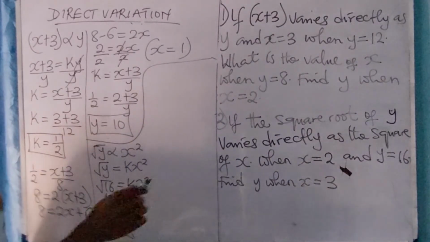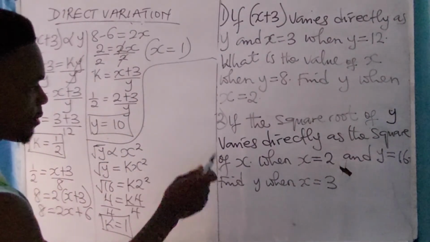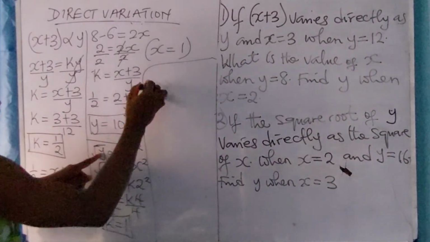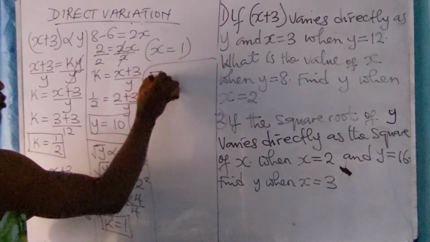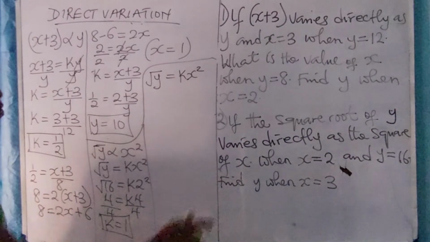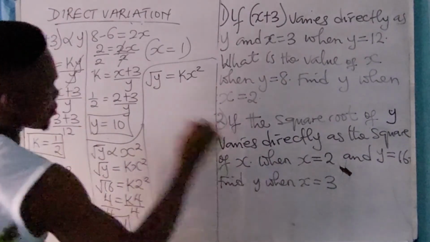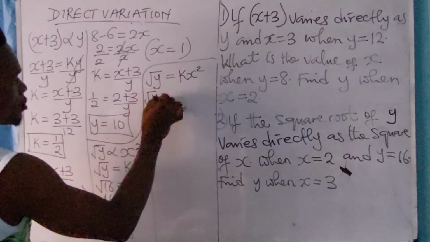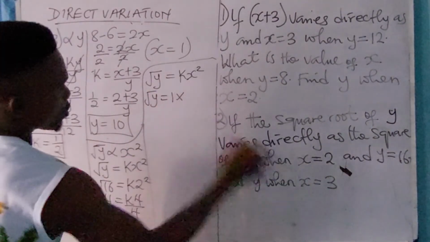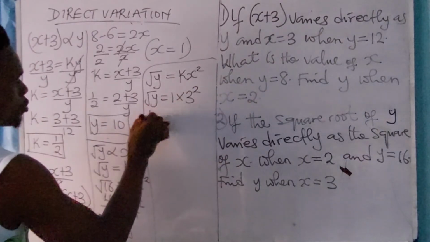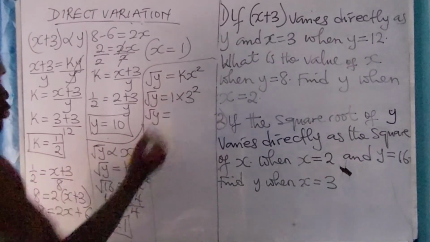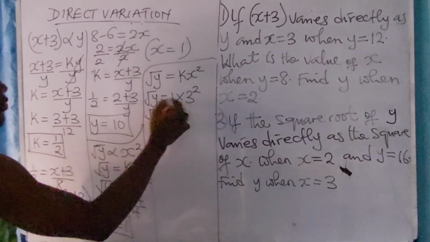It said, find y when x equals 3. Like I said, we have to use the original formula, which is the square root of y equals kx squared. So we have to find y when x equals 3. So the square root of y now is equal to k, which is 1, times x, which is 3 raised to power 2. 3 raised to power 2 is 9. That is 3 times 3, 9.